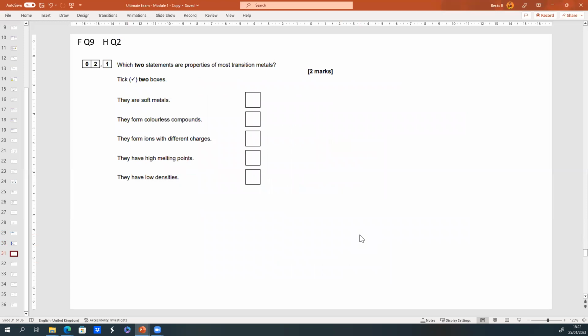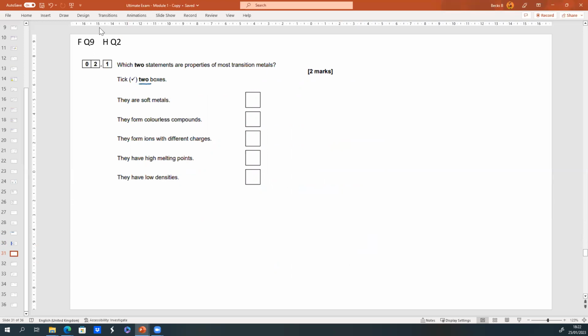So these are quite straightforward. It's usually a comparison. Compare transition metals to group 1. Okay, so 2 statements. Which 2 statements, sorry, are properties of most transition metals? Remember, it's usually about that comparison to group 1.